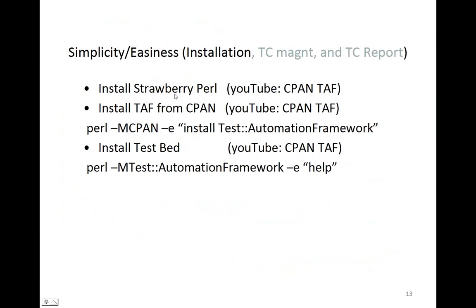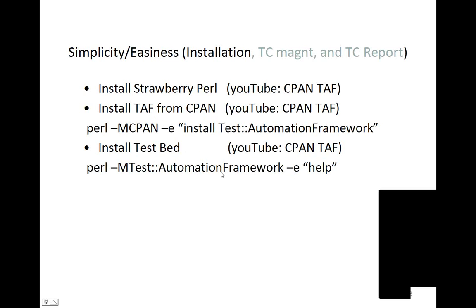So first, install Strawberry Perl, which is open source. You can get it anywhere. It's very, very mature. Then install the TAF component from CPAN. CPAN is the package repository of Perl, with one command line. After TAF is installed from CPAN, you can install the web test bed by this command. Now I will give a quick show of the video.